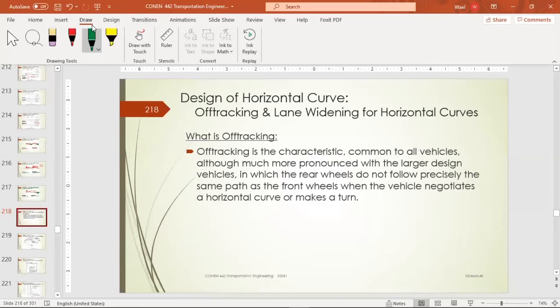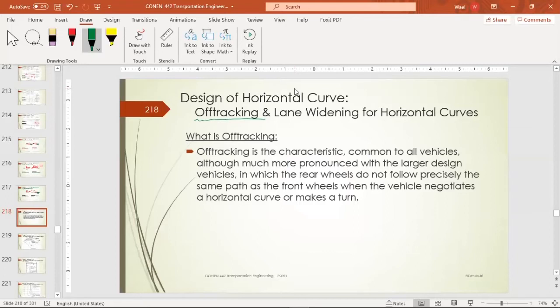Okay. Now we have discussed in the previous part of the lecture the design of the horizontal curve, especially the radius and super elevation. However, on horizontal curves, usually we do a lane widening. Why? Because there is usually an off-tracking for the vehicles traveling on horizontal curves. What is off-tracking?